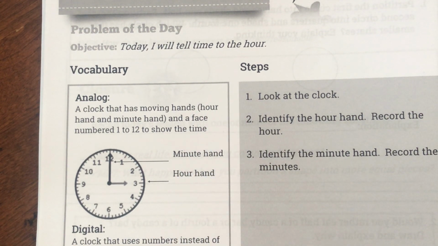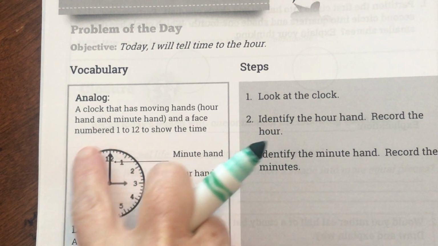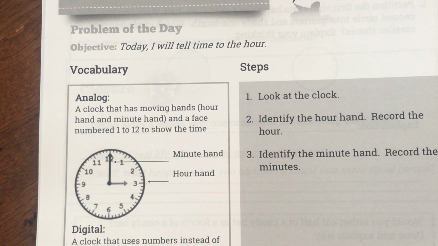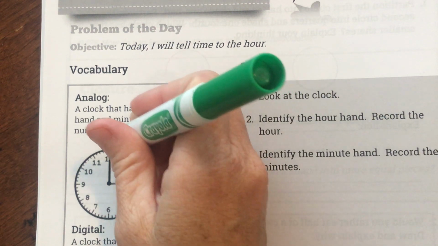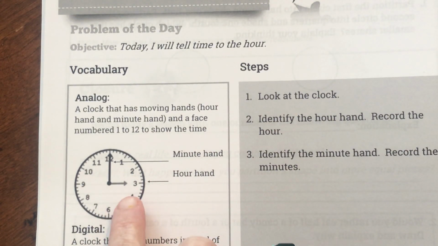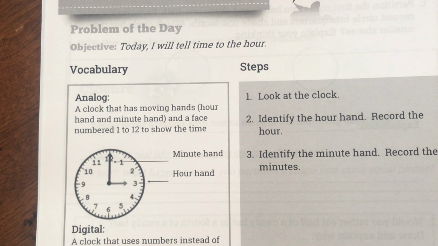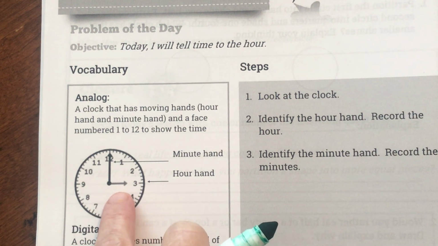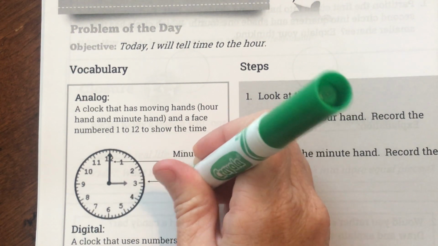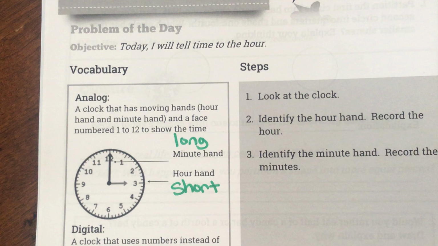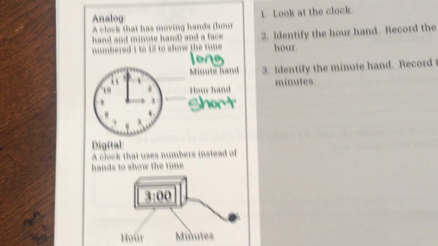I have my green marker, which means you're going to write this with me. So this whole thing is called a face. The circle part is called a face, just like your circle. Your face is a circle. So this is called our face. And if we look at the hour hand and the minute hand, I want you to look really closely how they're different. So hopefully you see the hour hand is short, and the minute hand is long. Okay, so that's how we're going to be able to tell the difference between the hour hand and the minute hand.